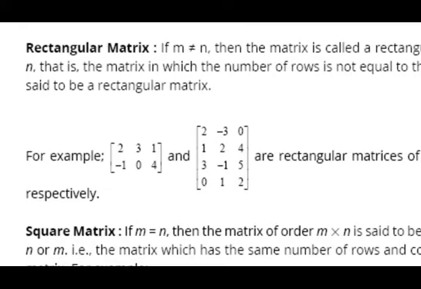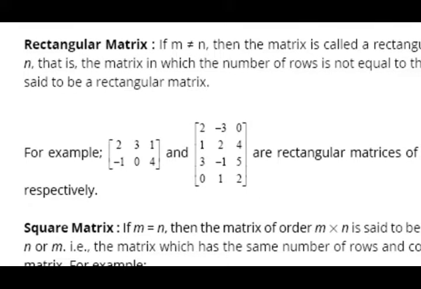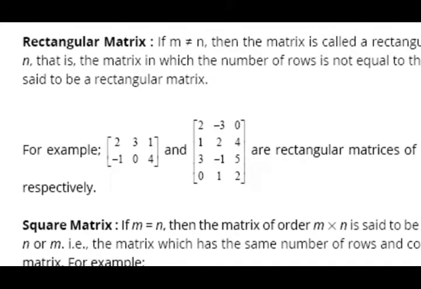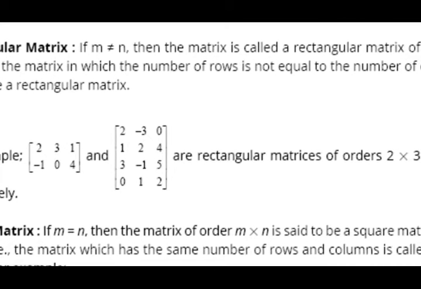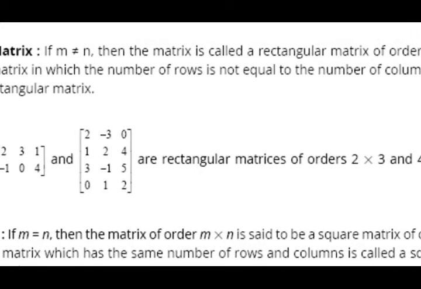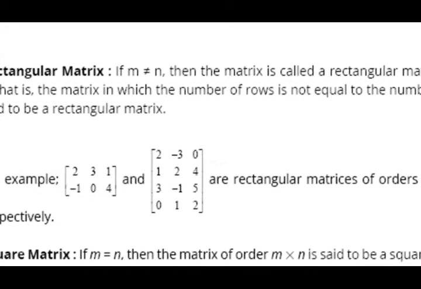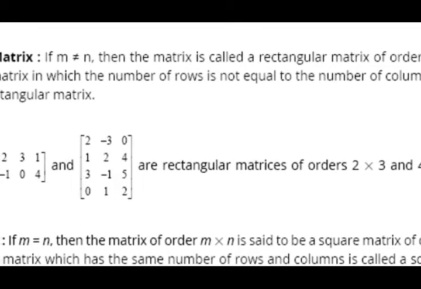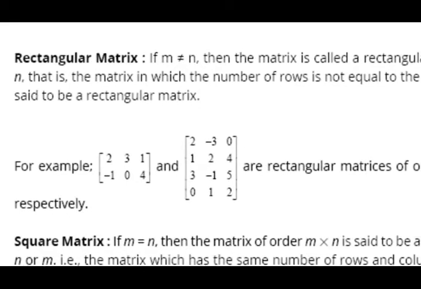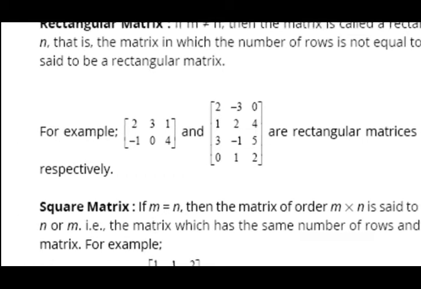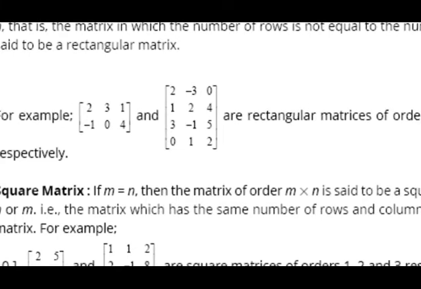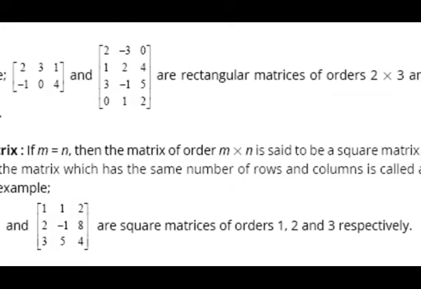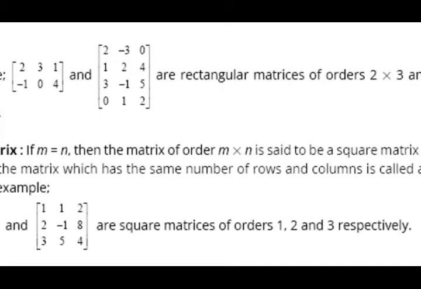Rectangular matrix: if M is not equal to N, it means the number of rows and the number of columns are not equal, then the matrix is said to be a rectangular matrix of order M cross N. The matrix in which the number of rows is not equal to the number of columns is said to be a rectangular matrix. These are some examples. In the first case, its order is 2 cross 3 and the second is 4 cross 3.